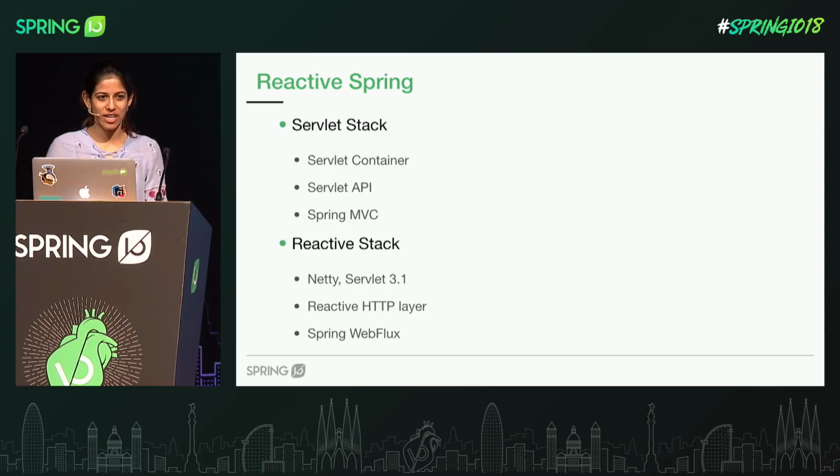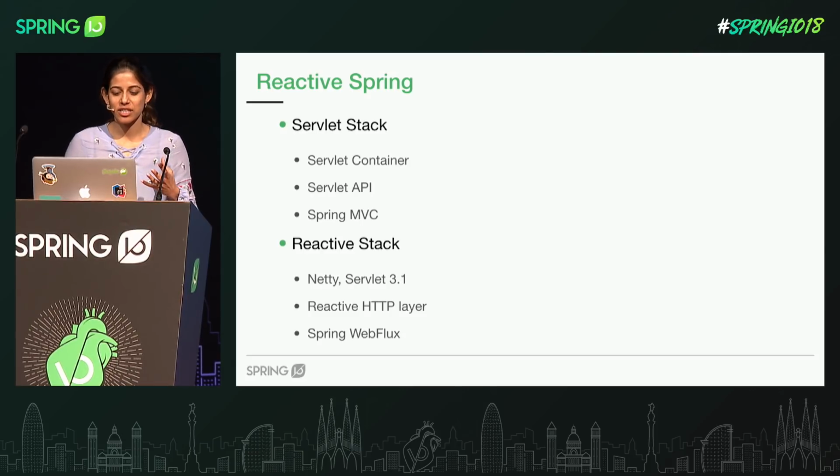What does that look like in the Spring world? For the blocking application, you have your traditional servlet stack that you see on the top. You have your servlet containers, such as Tomcat. On top of that is the servlet API, which is blocking. And then you have a framework such as Spring MVC sitting on top of that.